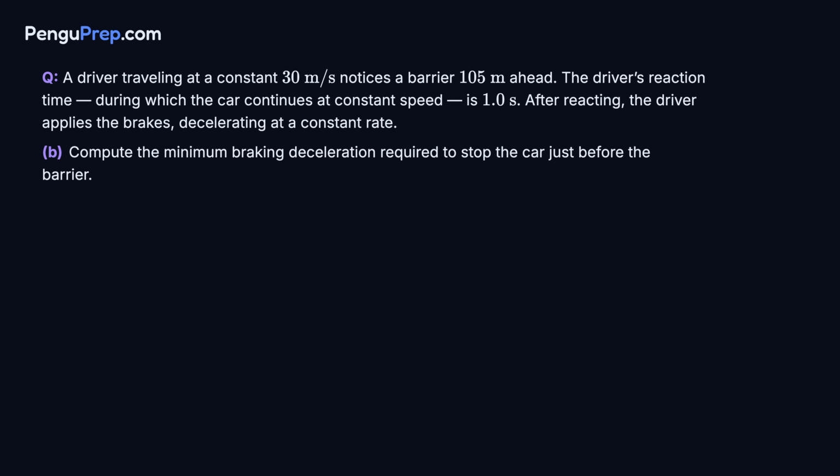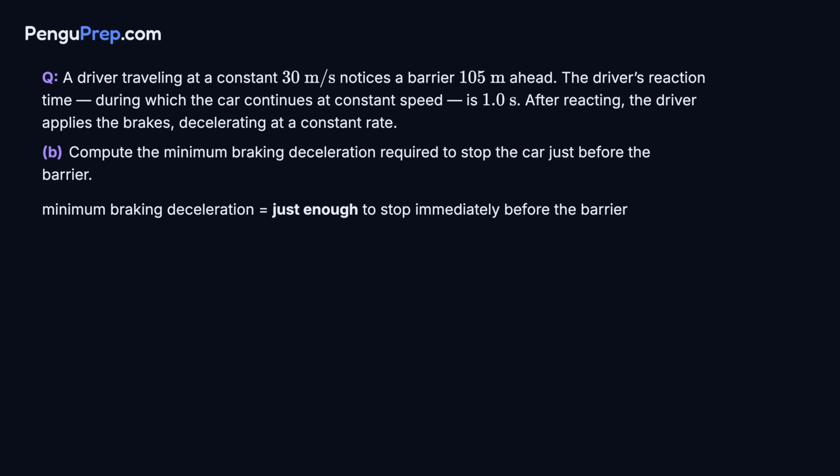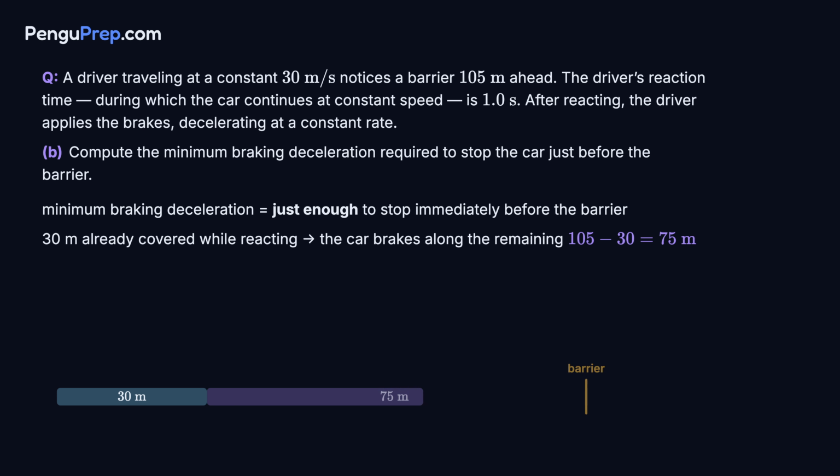To solve for part B, let's first interpret what minimum braking deceleration means. In this context, minimum braking deceleration means that the car has just enough deceleration to stop immediately before it hits the barrier. What does this mean? Well, we know that the car has already traveled 30 meters while the driver is trying to react, so it means that it will brake along the remaining 75 meters. So the 75 meters will be the displacement for this phase.